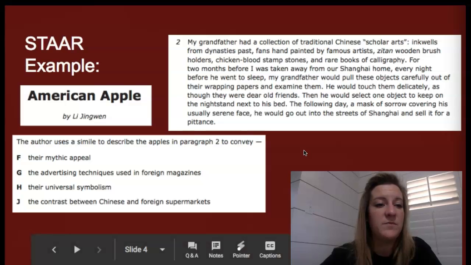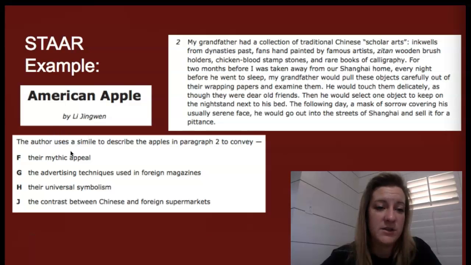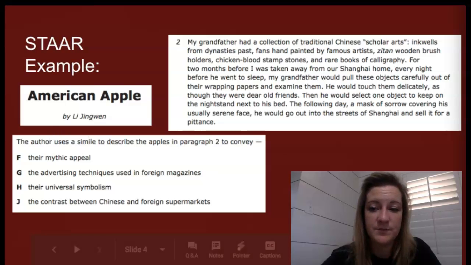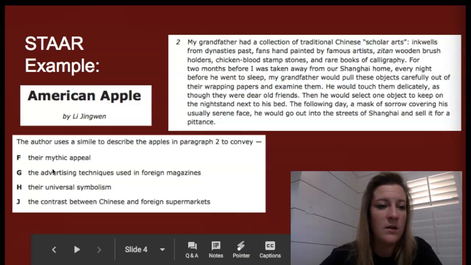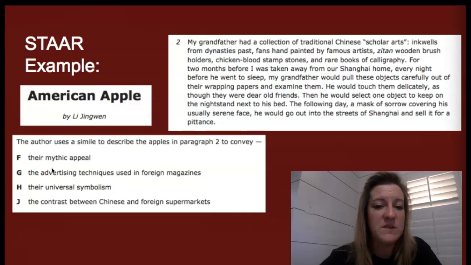So, for example, there's a STAR passage called American Apple, and this is one of the questions from that passage. It goes like this: The author uses a simile to describe the apples in paragraph 2 to convey what? So we're looking at what the simile in paragraph 2 shows or conveys.